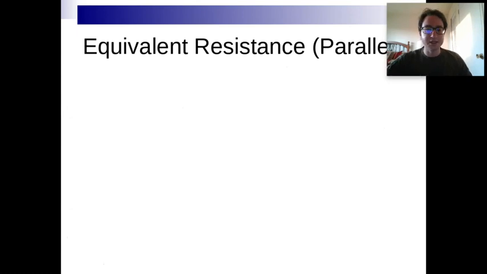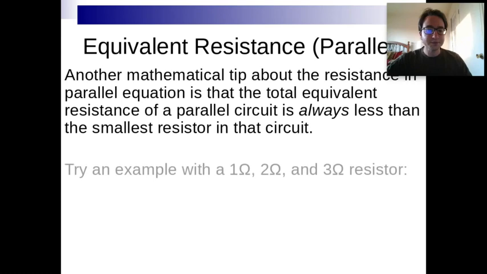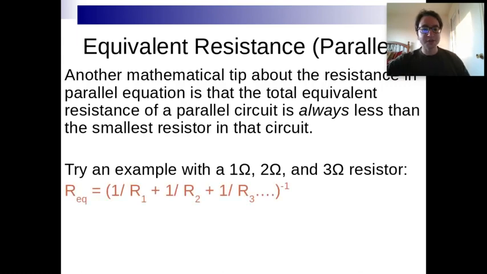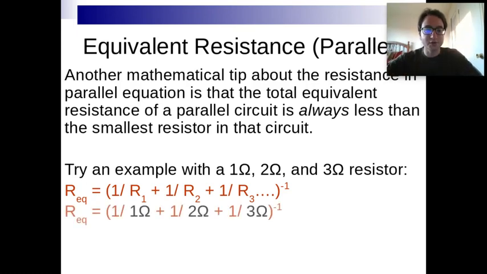But let's get to the numerical examples already. You're going to notice here with our examples that the total resistance in a parallel circuit is always less than the smallest resistor in that combination. So let's try an example with 1, 2, and 3 ohms, all in parallel. So here's our equation again. 1 over the first one plus 1 over the second one plus 1 over the third one, inverted, is our total resistance. So we're doing 1 over 1 plus 1 over 2 plus 1 over 3, and then inverting that answer.